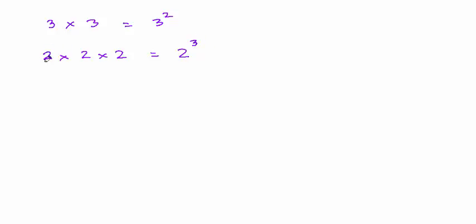The number that is multiplied with itself is called the base. So in this one, 2 is the base. On this one, 3 is the base. And the number of times it multiplies with itself is called the exponent. So because there are 2 3's in this multiplication sentence, we have 2 on the top and it's called the exponent, also known as the power.